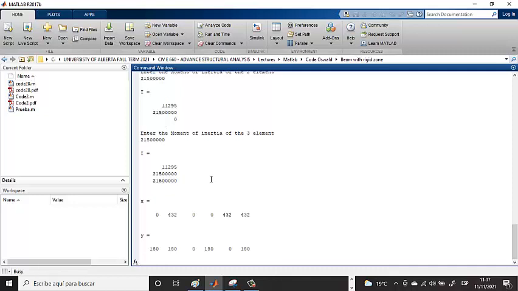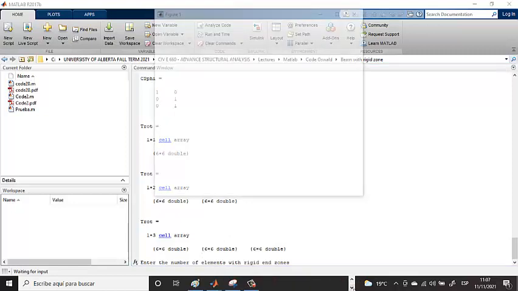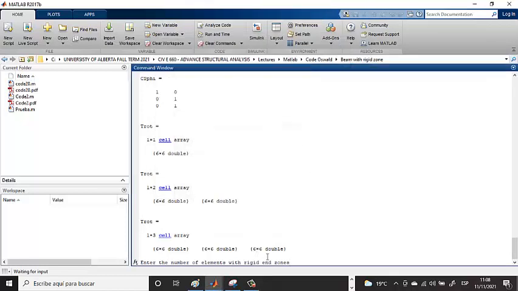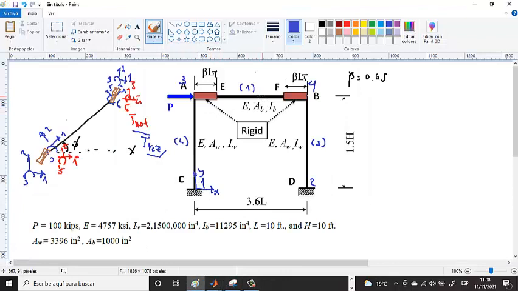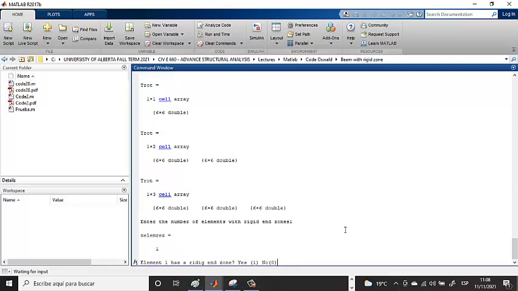Okay, so once we determine this, the code will ask, and we plot the undeformed shape of the structure. It is 0 here, and 400, the geometry of the undeformed shape of the structure, right? And after that it says enter the number of elements with rigid zones and so on. As we can see in the problem statement, we only have one element, the beam, right? So one element, and the element has rigid zones.